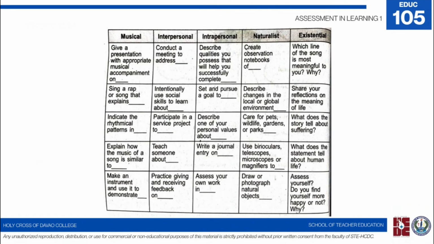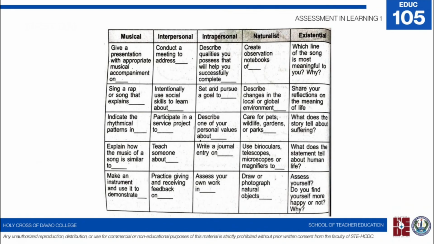Next one, the intrapersonal, describing personal qualities that will help complete a task successfully. For the naturalist, creating observation notebooks of natural phenomena, describing changes in the local and global environment. And for the existential, we have this: reflecting on which line of a song or poem is most meaningful and explaining why.